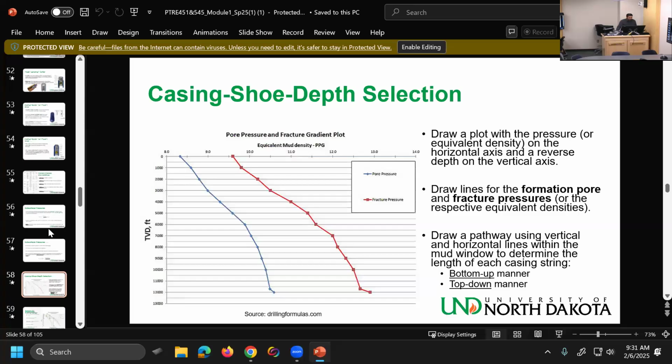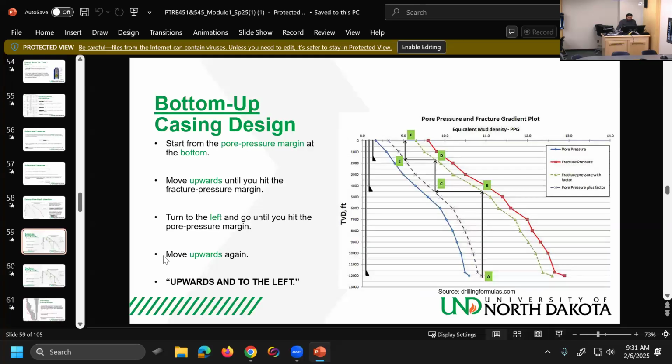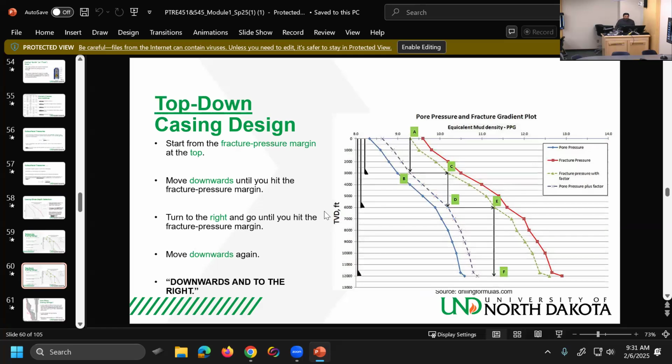We learned about two methods for casing design. The bottom up, we go up and to the left. And then we learned about the bottom down. They yield different results, and then we have to make a decision. We want our hole at the end to be as big as possible, and we want to use as little metal as we can to pay less. And of course, we want to be safe, so we want to keep a good safety margin as we did in this example.